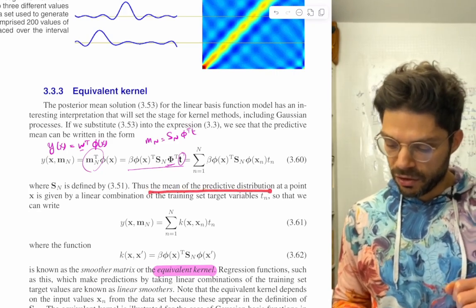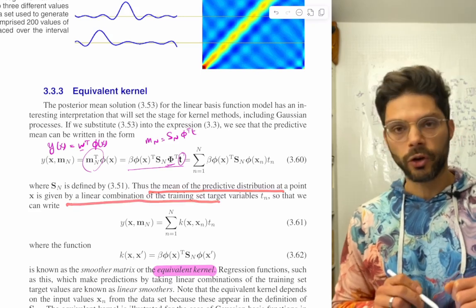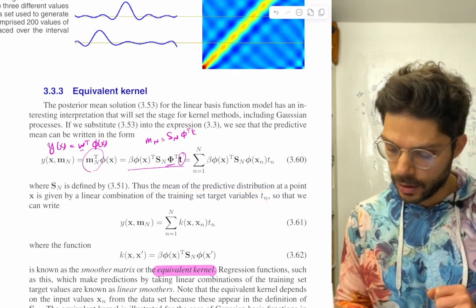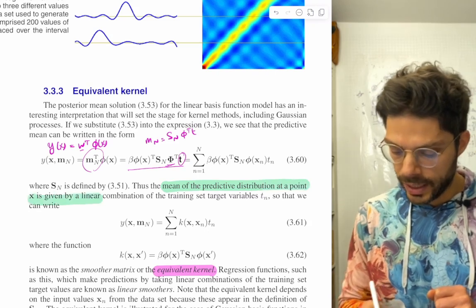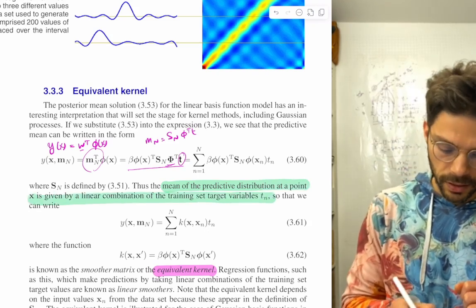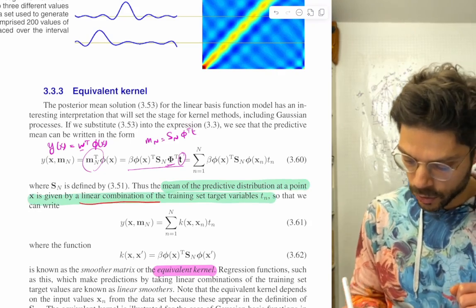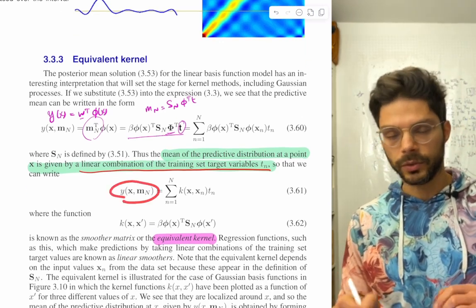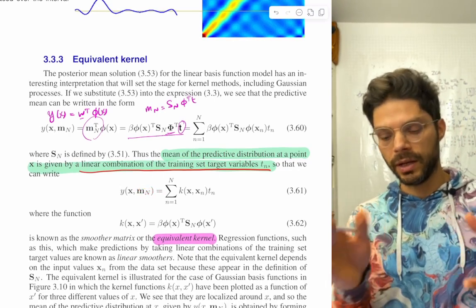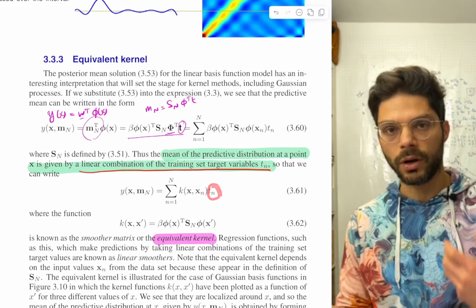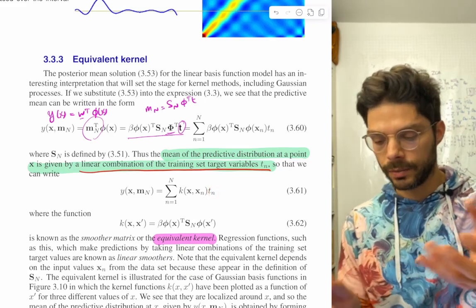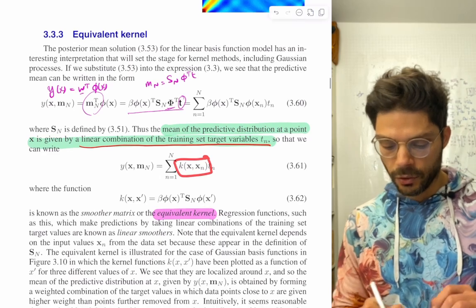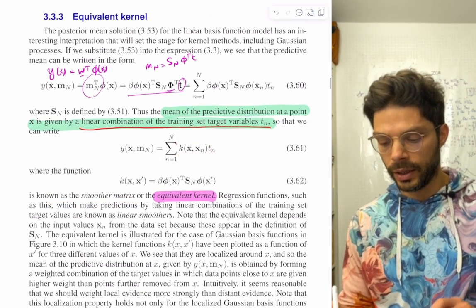So now the mean of the predictive distribution at a point is given by a linear combination of the training set target variables, so that we can write this. I'm going to highlight this point because it's really important. The mean of the predictive distribution is given by a linear combination of the training set target variables, and that's a really cool idea. So our mean prediction, evaluated as the mean of the weights, is just a linear combination of exactly what we were talking about before, right? Weighting our observations by a certain amount, by this kernel, which is called the smoother matrix or the equivalent kernel, and it has this particular form.